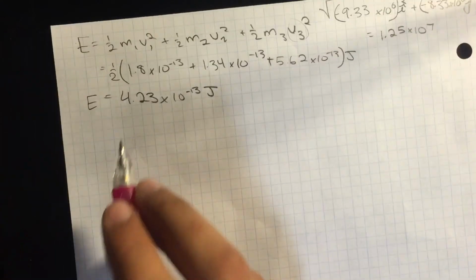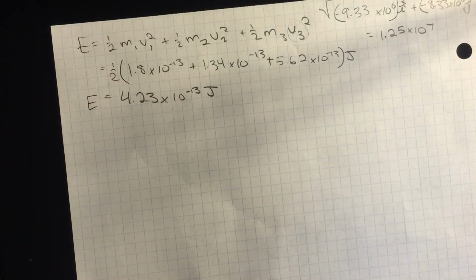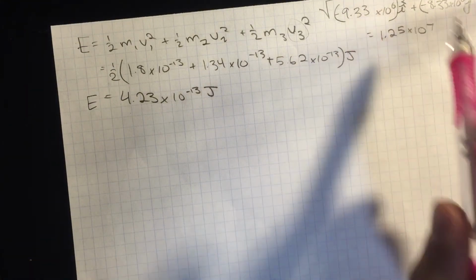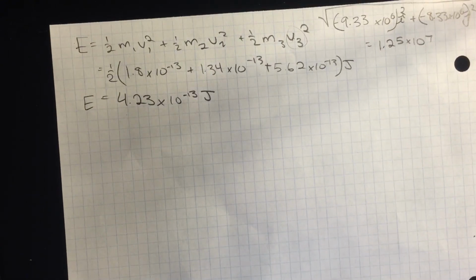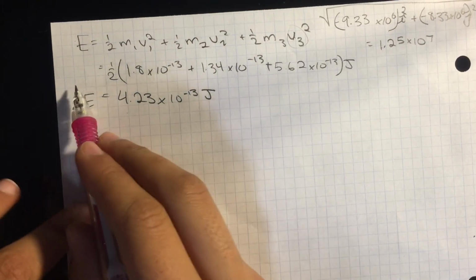And that's slightly different than what the book gives, but it's due to rounding, like when we rounded our velocity and stuff like that. So this is the answer for part B.